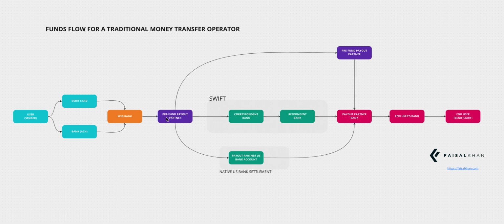And what they do is they provide just-in-time transactions. So let's say the MSP takes money, $1,000. They would issue their local bank payout partner. They would probably have a bank account over there and pay $1,000 out so that $1,000 equivalent can be paid into the end beneficiary's bank.